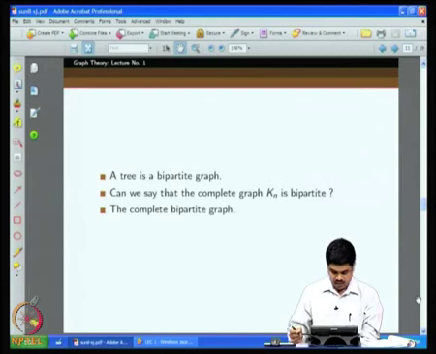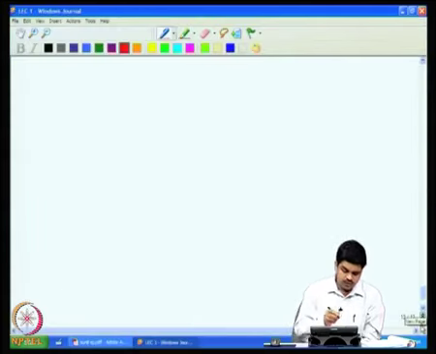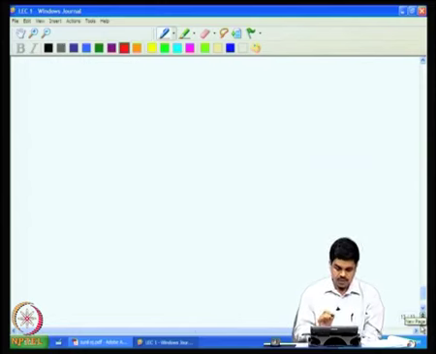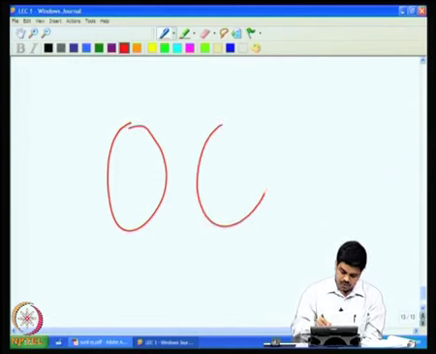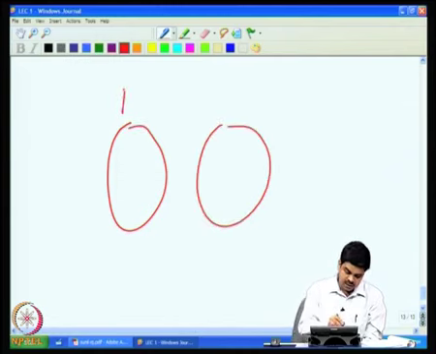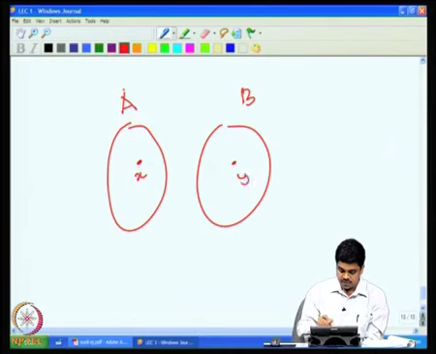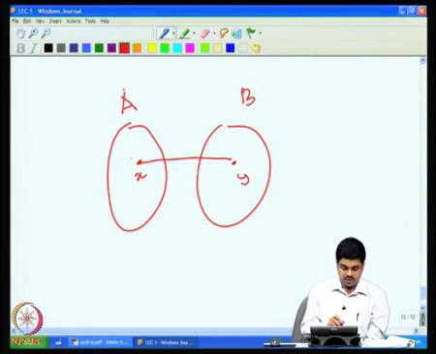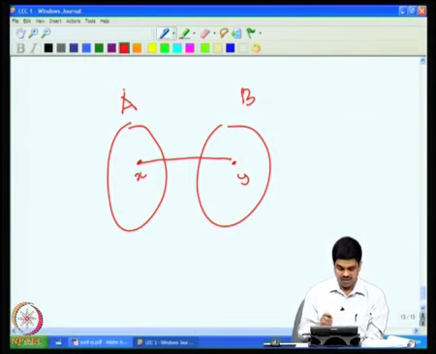What is a complete bipartite graph? It means we should be able to group the vertices into 2 groups, let us say this is A and this is B, such that whenever I have a vertex x here and a vertex y here, there will be an edge between them. In other words, all the pairs with one from A and one from B will form an edge.